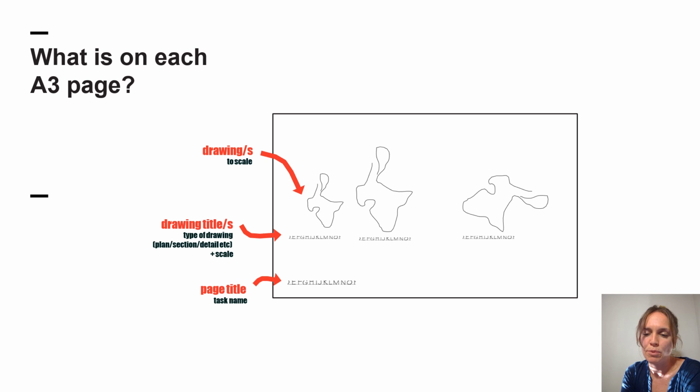So just to recap what should be on each page, when we're talking about the 2D drawings, there should somewhere be the drawing. So if we see this here, that might be a plan, a section, an elevation as you were required to do. Each drawing should always have a title, so that will be here beneath the drawing. And that title should say the name of the drawing. So is it a plan? Is it a section? Is it a detail? As well as the scale. So usually that has been 1 to 100. The final component on each page is the page title. And this will just title the name of the task.